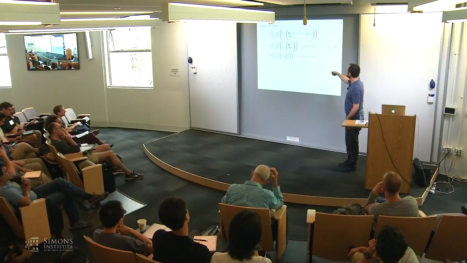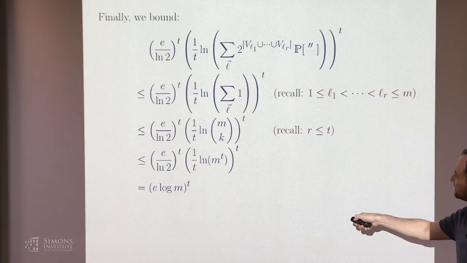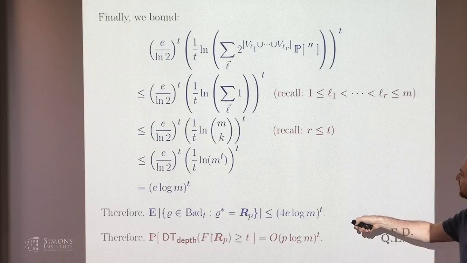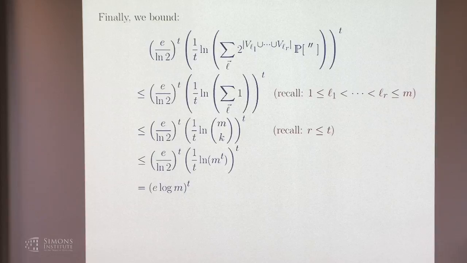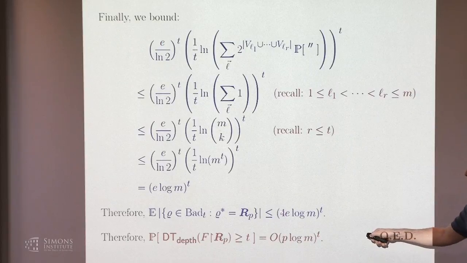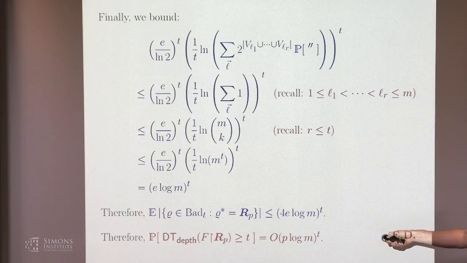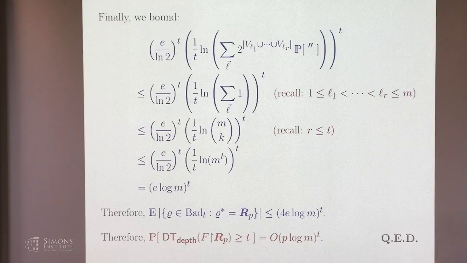But the number of relevant clauses is at most the number of variables. So M choose R is at most M to the T. Okay, and now finally this T pulls out and cancels this one here, and then what we're left with is exactly E times log M to the T. So it's a short calculation. And we incurred earlier a factor of 4 to the T, so altogether we get that the expected number of pre-images under this map is bounded by 4e log m to the t. And then, as we saw at the beginning, this implies the desired bound.